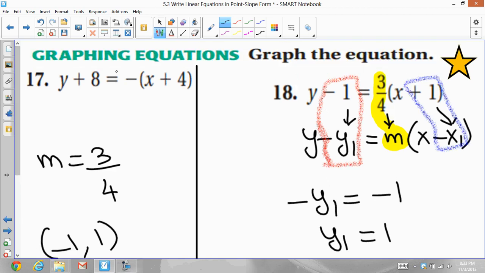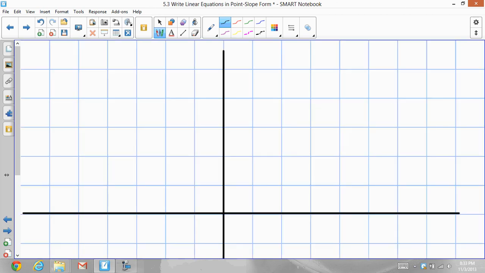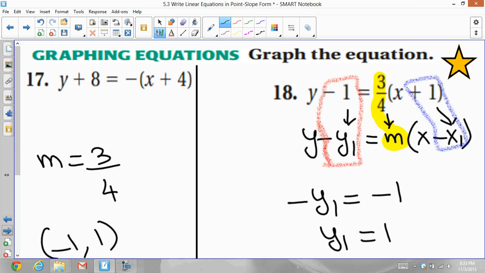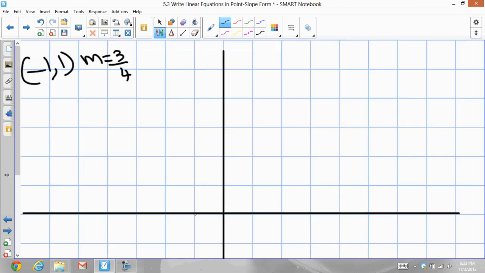Once I got this, I'm looking at the question. They want me to graph this equation. So these are the two things I got: the point negative 1 comma 1, and a slope of 3 over 4. Now what's the way that I'm going to graph this? Negative 1, 1. So this is going to be negative 1 comma 1. This is one of my points, negative 1 comma 1, and now I'm using the slope, which is 3 over 4.